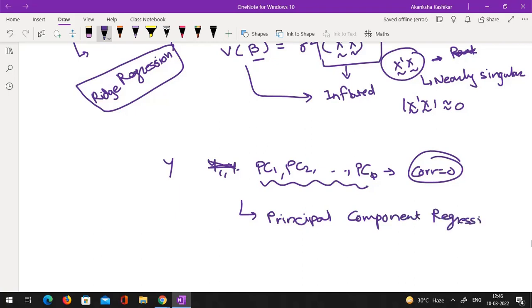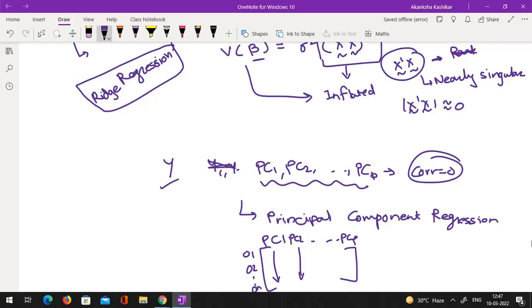When I say I use PC1, PC2, ..., PCp, I basically use the score matrix. The first column of the score matrix corresponds to PC1 values for all the observations, the second column corresponds to PC2 values of all the observations, and so on. We use these as regressors, the response stays the same, and then the multicollinearity issue is gone. This is known as principal component regression.